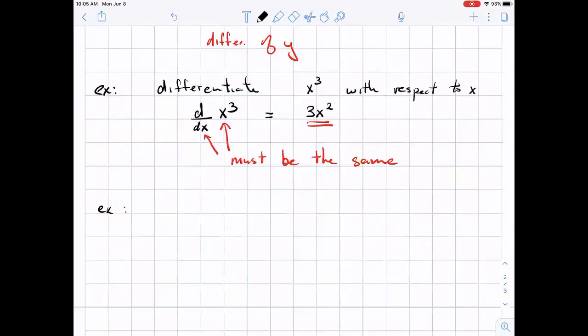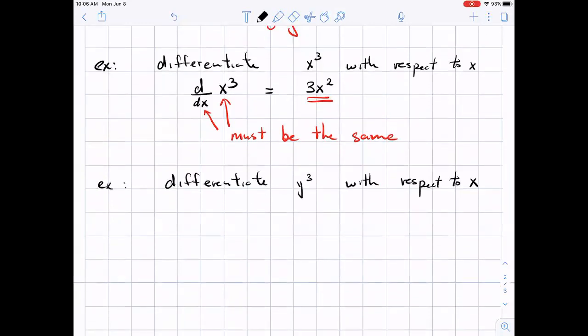So if we look at another example now, where we have to differentiate y cubed with respect to x. And when we say with respect to x, that's what we usually do. We're common to take differentiation with respect to x. So what is d now? With respect to x means I must have dx. And I'm differentiating the function y cubed.